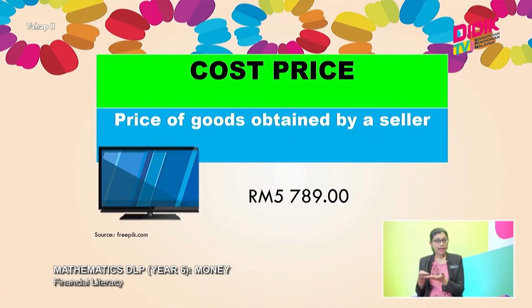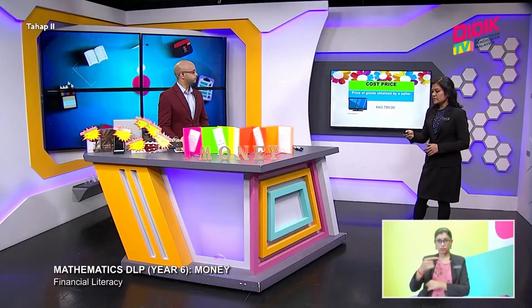For an example, I have given a smart TV there. Can you say the price, Sean? The price here is 5,789 ringgit. That is the cost price, the original price of the smart TV.